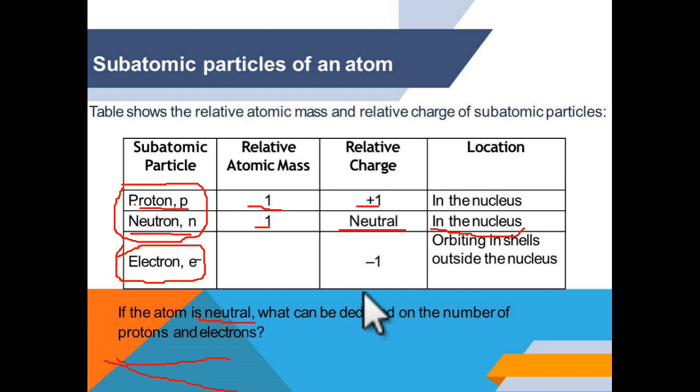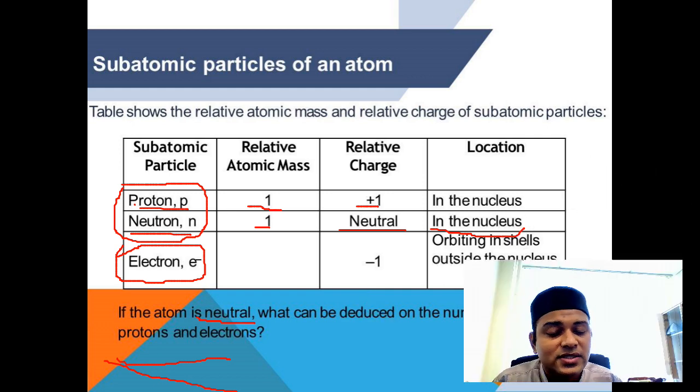Guys, please keep in mind, I'm talking about a neutral atom. If the atom is not neutral, what do I mean by not neutral? It has a positive charge or a negative charge. If you have a positively charged particle, that is what we call a cation. Please take note, when it is a cation, it has more protons than electrons. Therefore, it is not balanced in the number of protons and electrons.